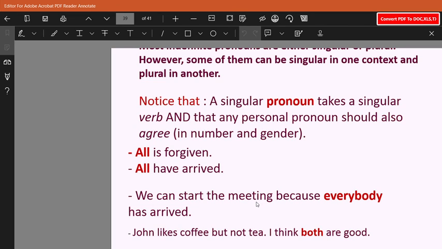Now, a singular pronoun takes a singular verb, and any personal pronoun should also agree in number and gender. I told you that all is forgiven and all have a right. So the word all, that pronoun, is used in two senses. One is the singular sense, another is the plural sense.